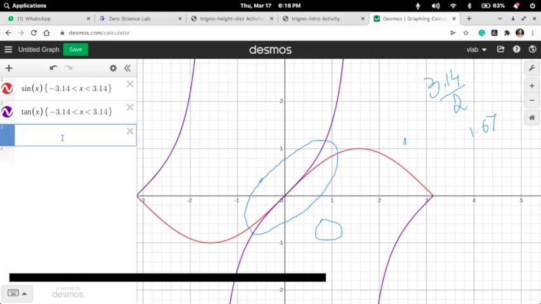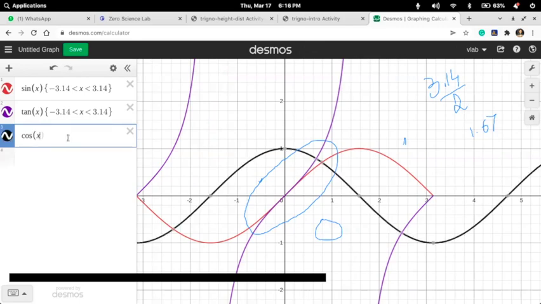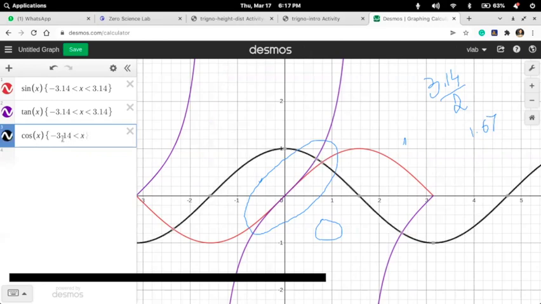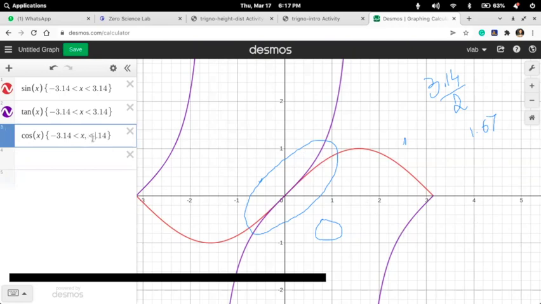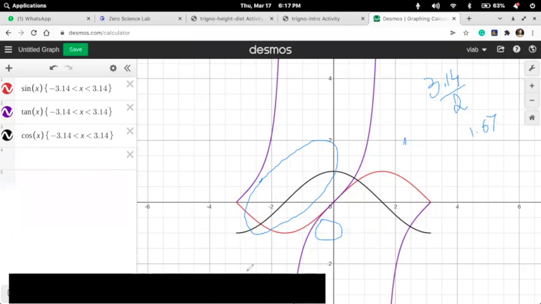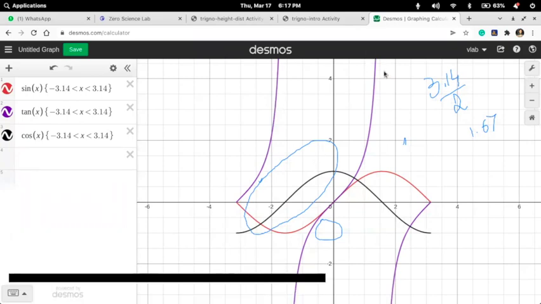Similarly, what about the cos value? Cos of x, how does it look, right? And if I restrict this one, minus 3.14 less than x less than 3.14, this will be looking like this. Right? Yes, sir. I remove this one so that it will be clear for you.